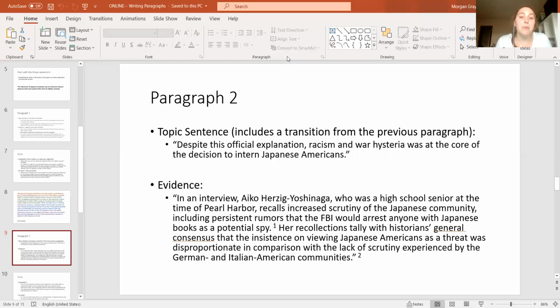In an interview, Aiko Herzog Yoshinaga, who was a high school senior at the time of Pearl Harbor, recalls increased scrutiny of the Japanese community, including persistent rumors that the FBI would arrest anyone with Japanese books as a potential spy. Her recollections tally with historians' general consensus that the insistence on viewing Japanese Americans as a threat was disproportionate in comparison with the lack of scrutiny experienced by the German and Italian American communities. You see, I have my footnotes in both places.